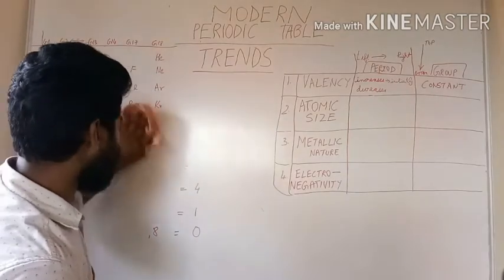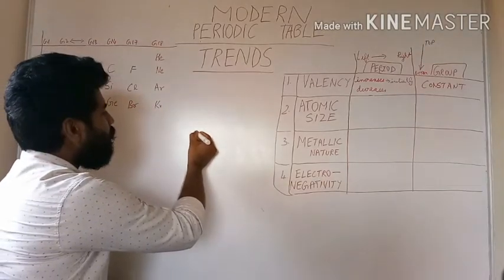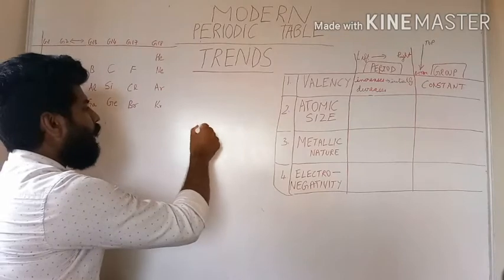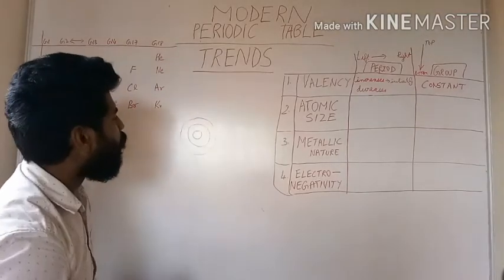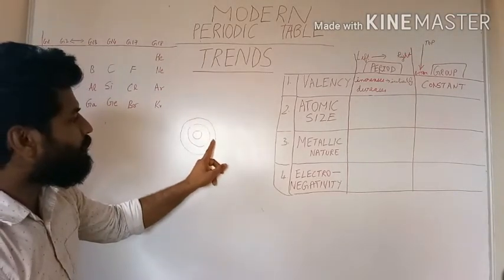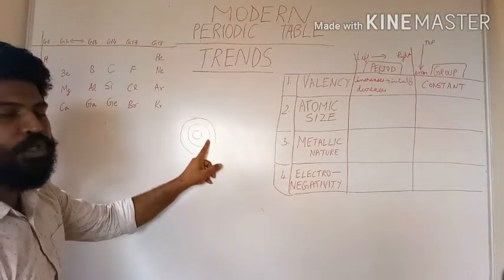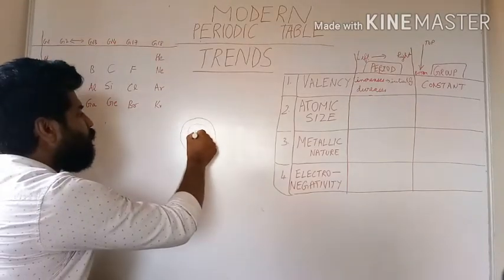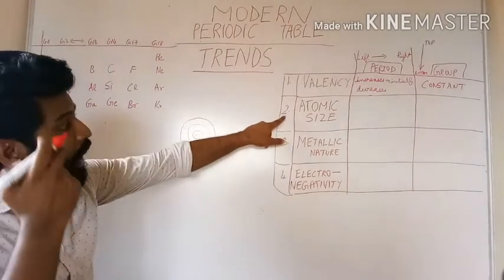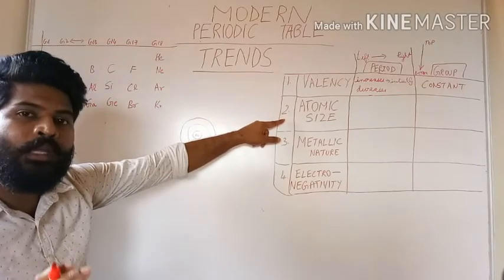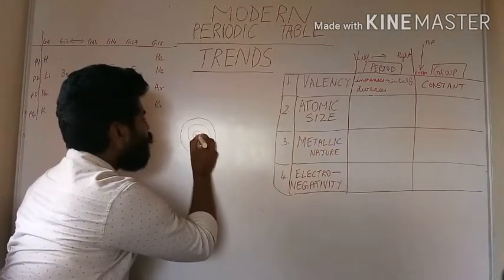How do you define atomic size? According to Rutherford's model, an atom at its center has a nucleus, and according to Niels Bohr's model, it is surrounded by electrons revolving in discrete orbits. So let this be the K shell, let this be the L shell. This is the innermost shell, this is the outermost shell, and this is our nucleus where protons and neutrons are present.